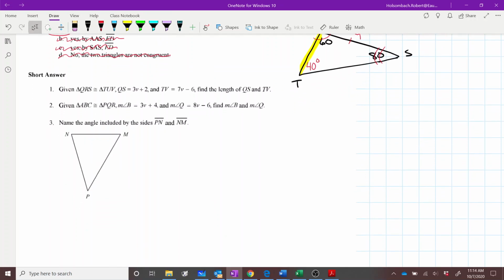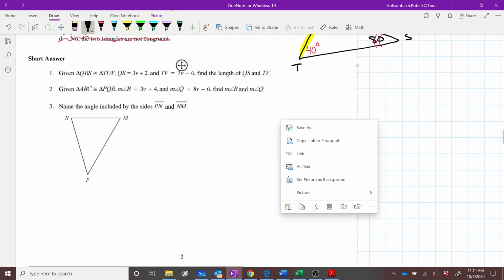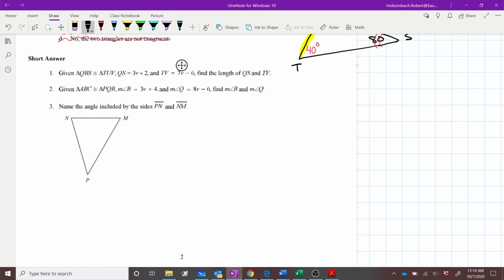Alright, then on these short answers. QRS is congruent to TUV. Q to S is 3V plus 2. So here's Q to S. T to V is equal to 7V minus 6. Alright, since they're both the first and third vertices in their description, they're congruent to each other.